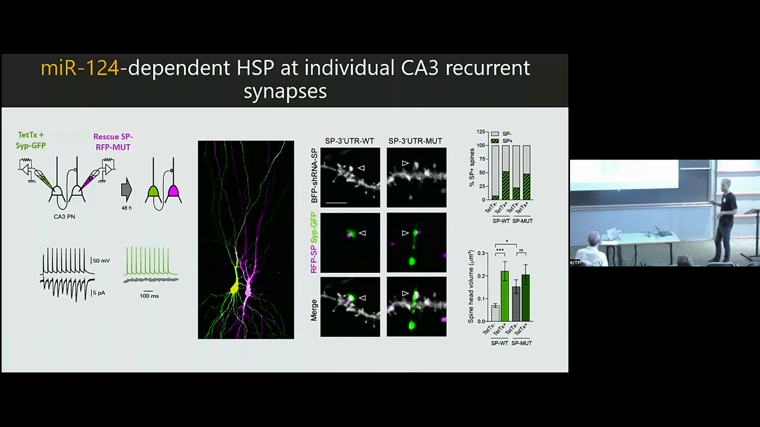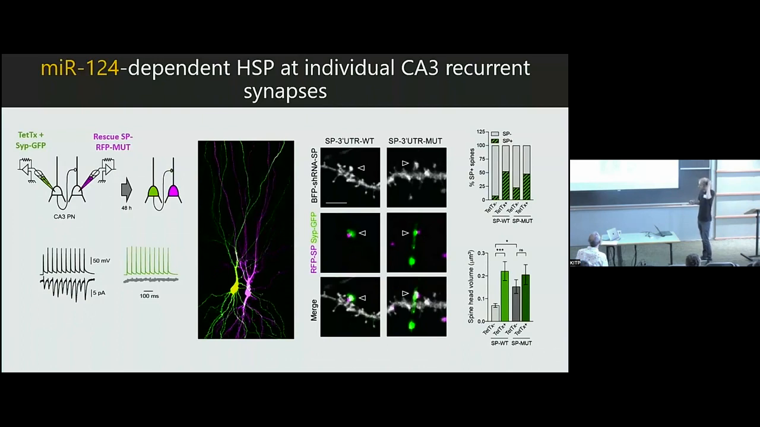So this suggests a local regulation of homeostatic plasticity. And then, by mutating the 3' UTR to block the regulation by miR-124, we found that this response was at least partly occluded by this manipulation, suggesting that, again, the regulation of synaptopodin expression by this microRNA regulates this local homeostatic response.